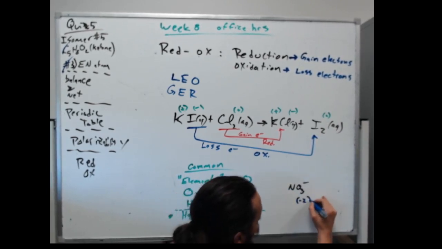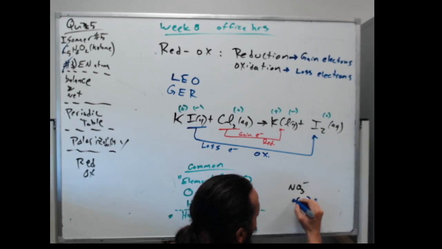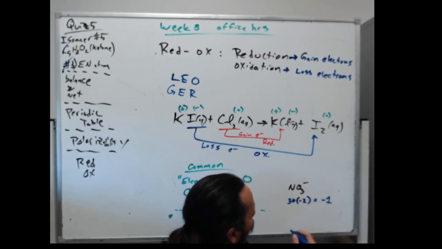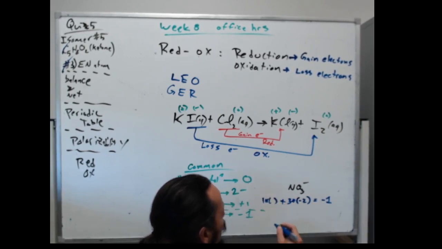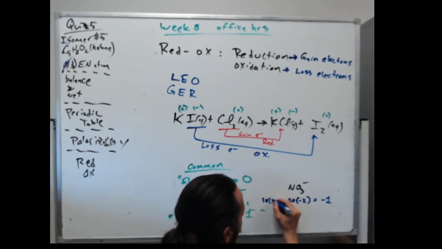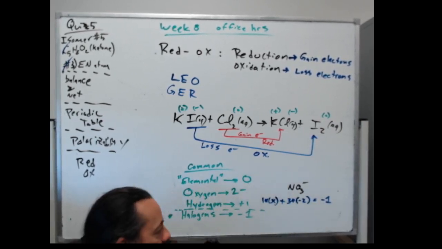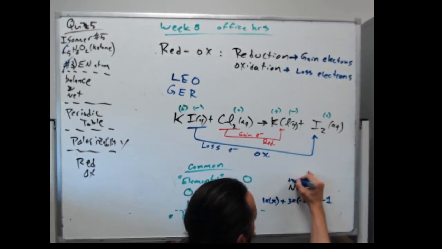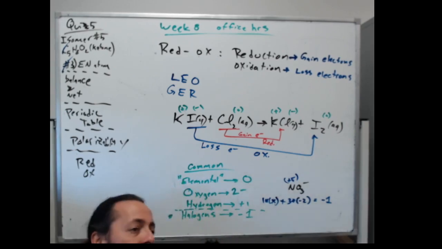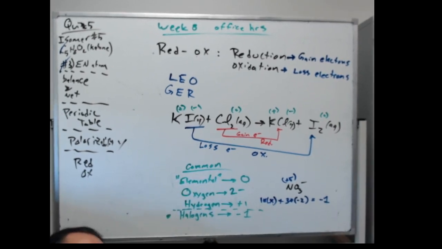Oxygens are all -2. I've got 3 of those. I want this to overall add up to a -1, and I've got my charge on nitrogen times 1. So I'll just plug in an x here and solve for x. It's 5. It's +5. So it's like, what is required of it to make it negative 1? Basically +5.